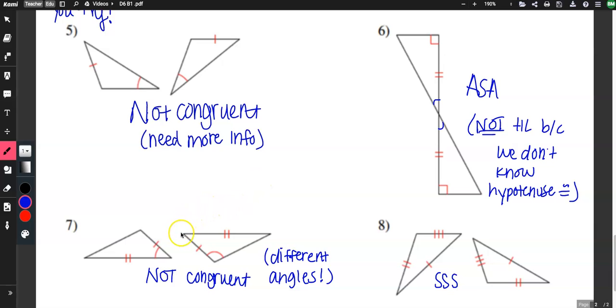Number 7, be careful here. This one is not congruent. The angles that you have are not in the same position. They're not corresponding, so we can't say that they're congruent triangles. And the last one is side, side, side.